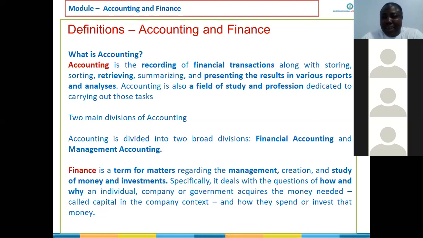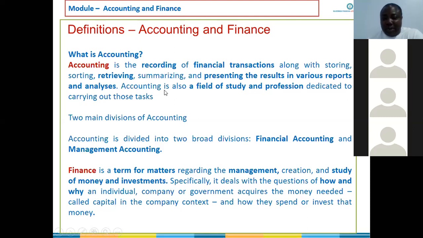So we are now starting with accounting and finance. Now, what is accounting? Because we started with the bookkeeping definitions, we have not defined accounting. Accounting is the recording of financial transactions, along with storing, sorting, retrieving, summarizing, and presenting the result in various reports and analysis. Accounting is also a field of study and profession dedicated to carrying out those tasks. So that is a basic definition of accounting.